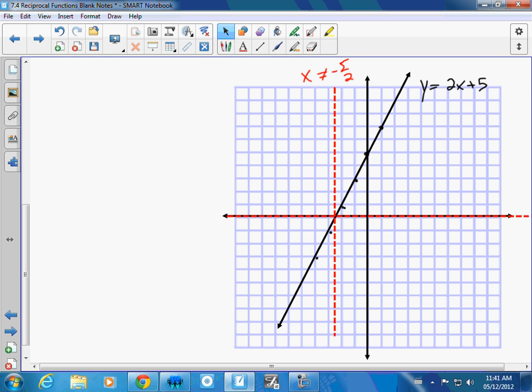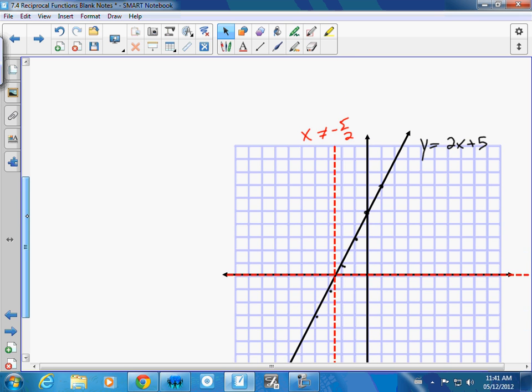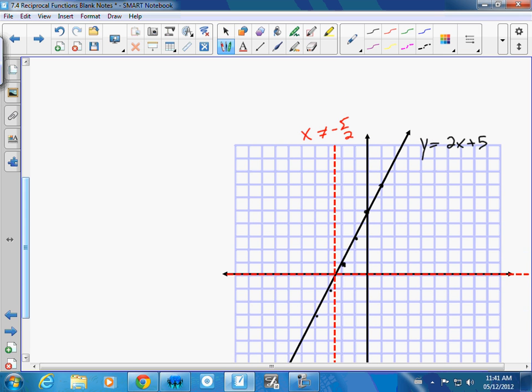Now, are there any points on the graph that would be the same for the reciprocal as the original? Let's take a guess. Let's look at this one here. What's this point right here? This first one right here. What is that point? Negative 2, comma 1. So that point on the original right there is negative 2, comma 1. That's the original. Does that work for the reciprocal?